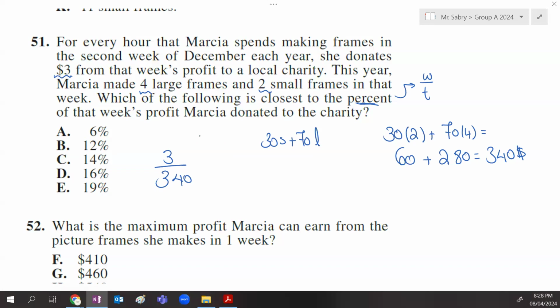What the hell? 80 times 2 plus 70 times 4. Yep, 340. 4 large column. Yes, it's 3 over the 340. So the closest is 6%. But I still don't get that. It's very far away. It's okay.